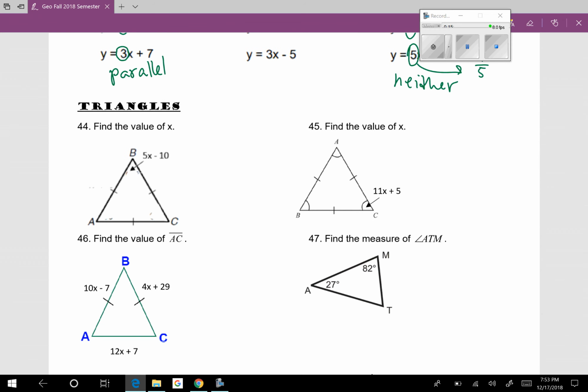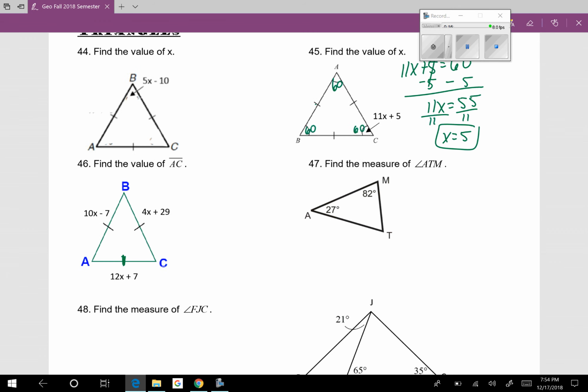Okay, triangles here. Number 45. It says find the value of x. Okay, this 11x plus 5 is talking about this angle here. This is an equilateral triangle, so all 3 angles, the corners, are all 60 degrees. Okay, the angles have nothing to do with the sides. Just equilateral, 60-degree angles. So 11x plus 5 is equal to 60. So minus 5 from both sides. So you have 11x is equal to 55. Divide by 11. So x is 5. And that's all we need.